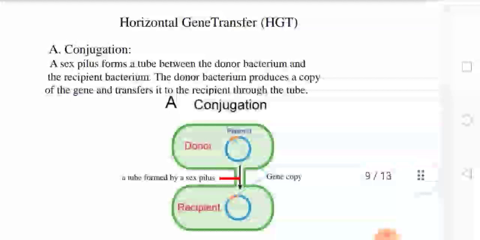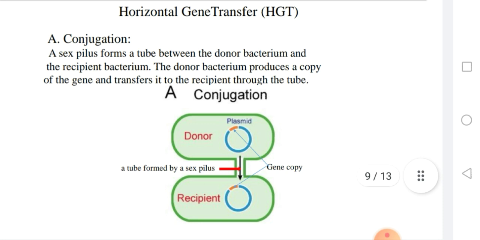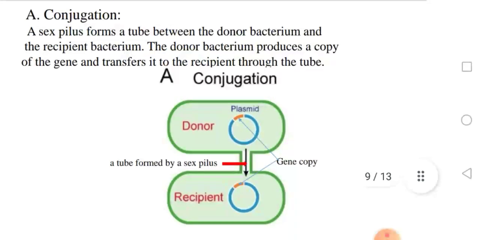Conjugation. In conjugation, a sex pilus forms a tube between the donor bacterium and the recipient bacterium, as you see in the picture. The donor bacterium produces a copy of the gene to be transferred and transfers it to the recipient bacterium through the tube. And then the tube closes.